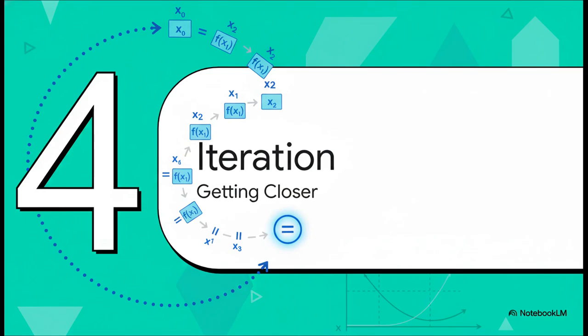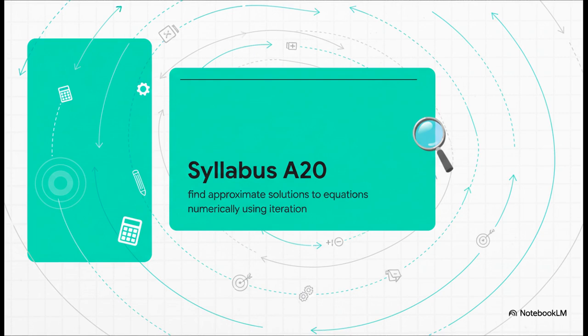All right, time for something a little different. Iteration. This is a super powerful process you use when you can't find a perfect, exact answer. Instead, we use a special formula to create a chain of answers that get closer and closer to the real solution. So yeah, this is all about approximation.